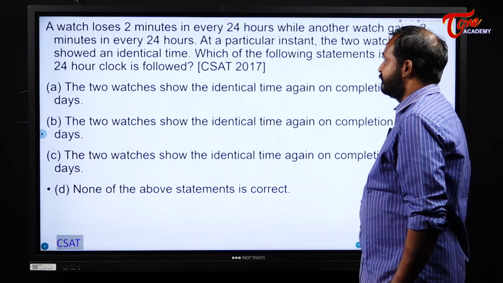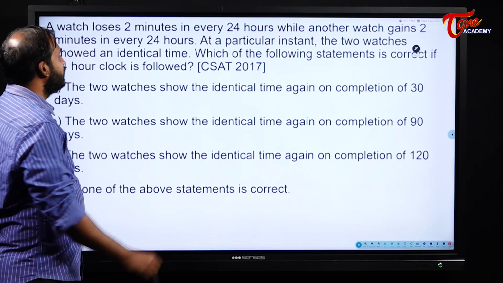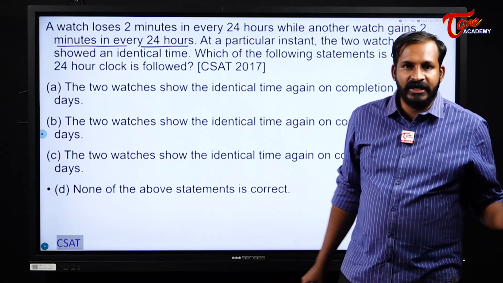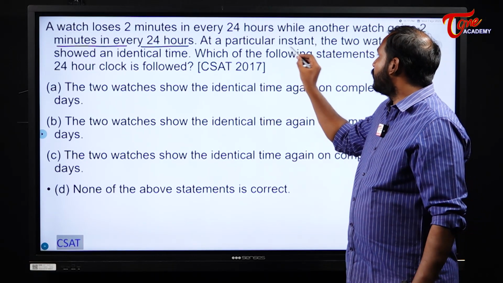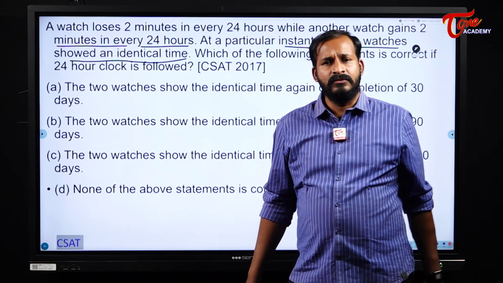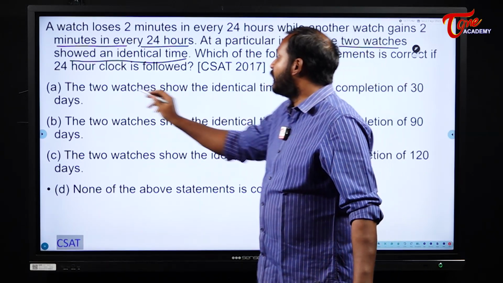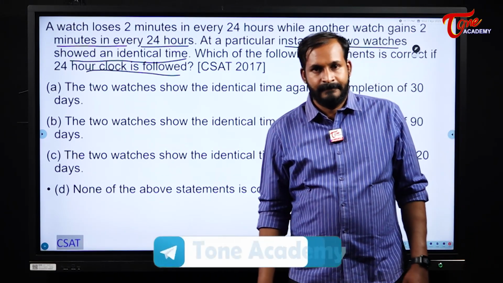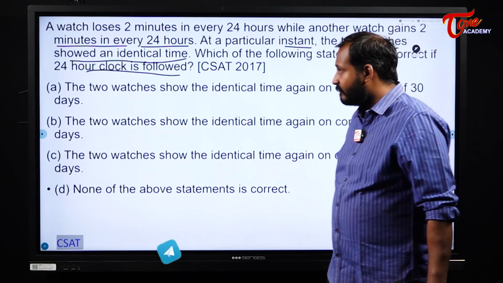Okay. Next one. A watch loses 2 minutes in every 24 hours, while another watch gains 2 minutes in every 24 hours. Okay, good. One is losing 2 minutes in every 24 hours, one is gaining 2 minutes in every 24 hours. At a particular instant, the two watches showed an identical time. Which of the following statements is correct if a 24-hour clock is followed? See here, students, definitely we should follow a 24-hour clock. Okay, 24 hours consideration we need to follow. Then when will it happen? What are the conditions?